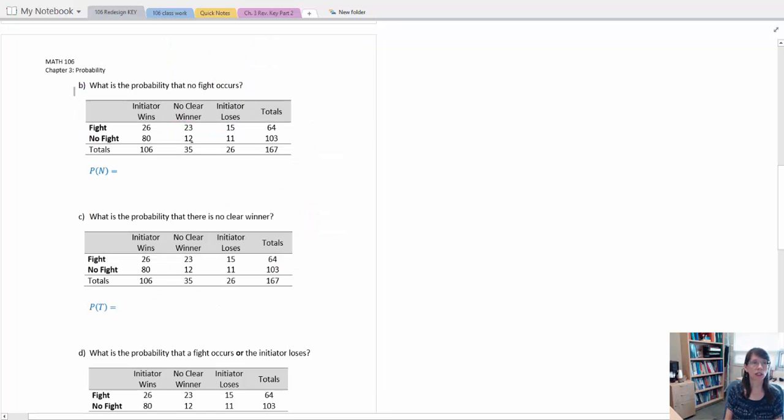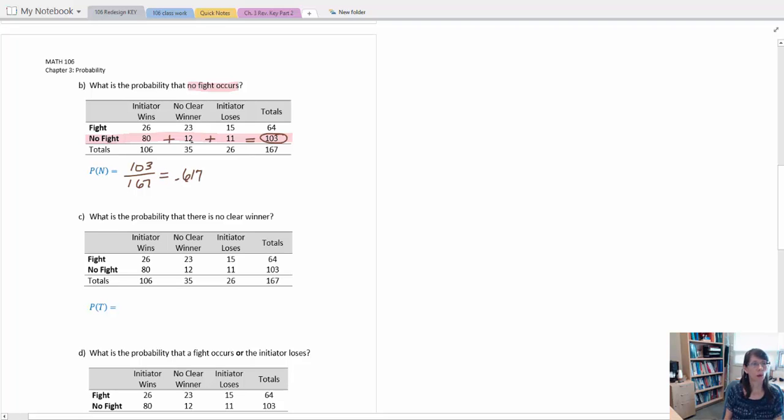For part B, the question is, what is the probability that no fight occurs? So we want to find that event on the table, no fight. And if we take the values of 80, added to 12, added to 11, we get the total 103. So 103 out of 167 is our fraction. Once we convert that to a decimal, we get 0.617.